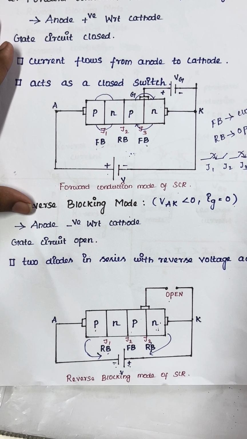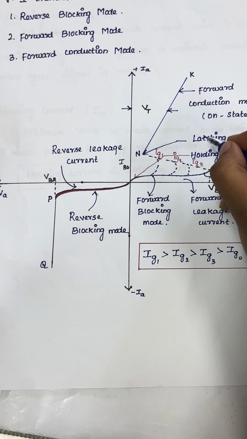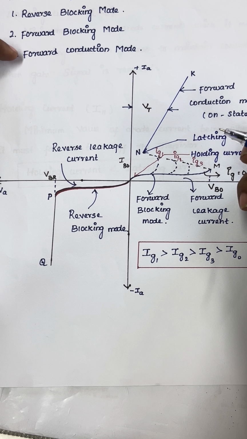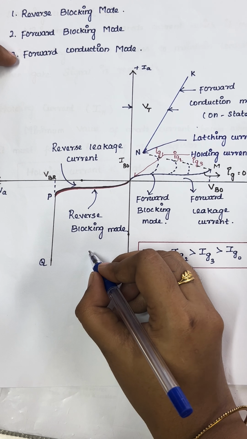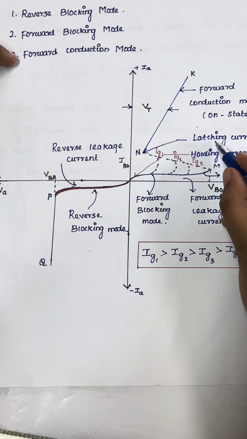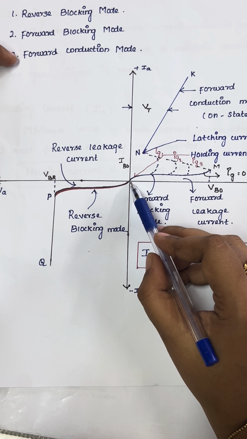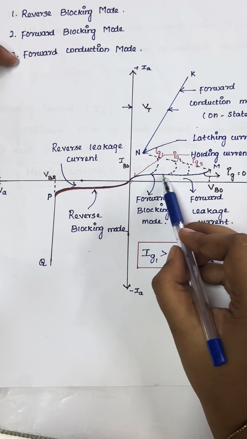So this is the VI characteristics of the SCR. Here we have to know where the reverse blocking mode is, where the forward blocking mode is, and where the forward conduction mode is. This one is forward bias and this one is reverse bias. During the forward bias, initially no current flows, but after some time the current flows like this. That is the forward leakage current.